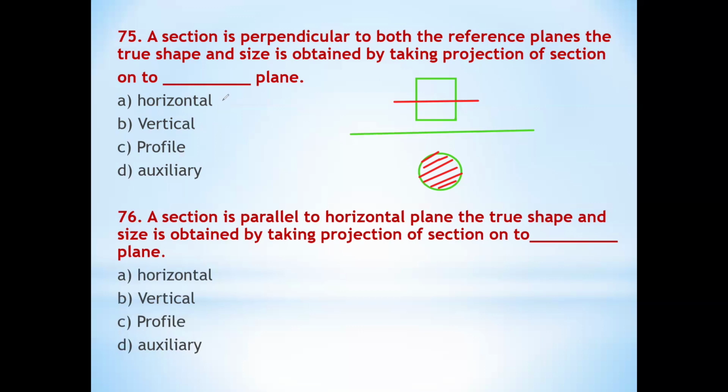Not horizontal, because we get the true shape of the section on the horizontal plane only if the cutting plane is parallel to the horizontal plane. A vertical plane is not possible either, because we get the true shape on the vertical plane only if the cutting plane is parallel to the vertical plane. Now the profile plane, it's correct, because we get the true shape of the section portion on the profile plane when the plane is parallel to the profile plane.